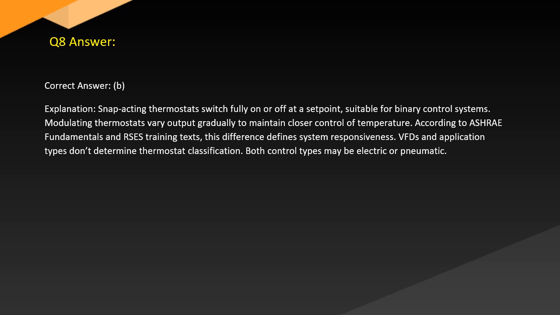Answer. Correct answer: B. Explanation. Snap-acting thermostats switch fully on or off at a set point, suitable for binary control systems. Modulating thermostats vary output gradually to maintain closer control of temperature, according to ASHRAE Fundamentals and RSES training texts. This difference defines system responsiveness. VFDs and application types don't determine thermostat classification. Both control types may be electric or pneumatic.